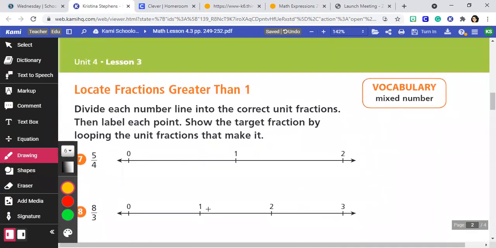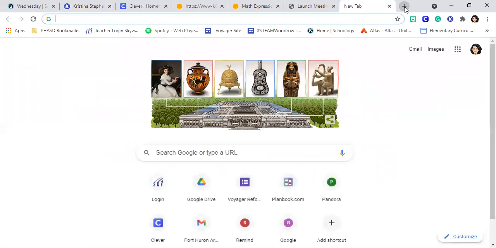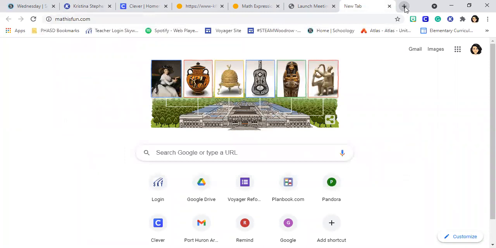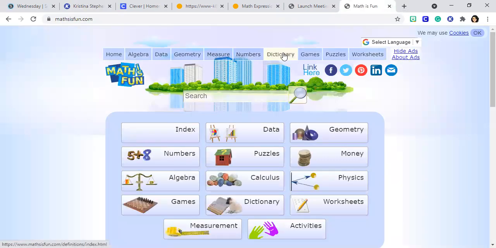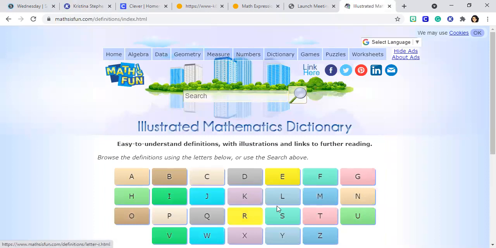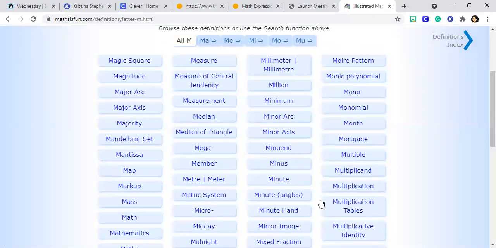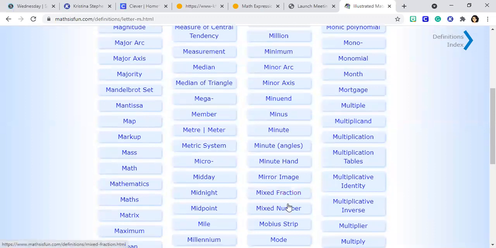Now we're going to be locating fractions that go beyond 1, that are greater than 1. And we have a new vocabulary term here. We have something that is called a mixed number. So let's look that up. Mathisfun.com. I love this dictionary. So I'm going to go into the dictionary and I'm looking up mixed number. So I'm going to go into the M. Let's see here. Where are you at? Mixed fractions, mixed number.